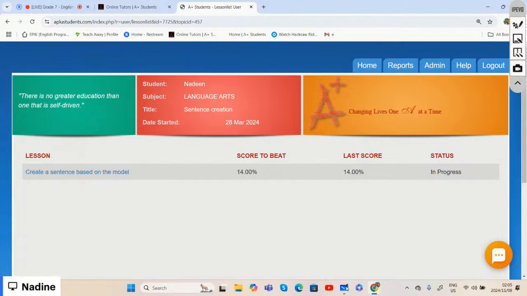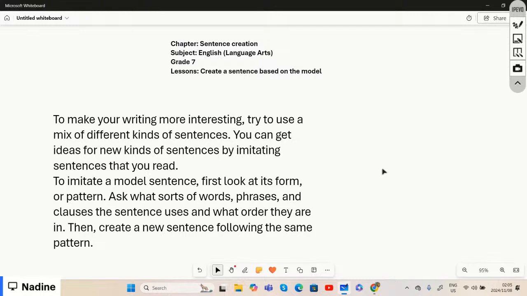All right. So our chapter is sentence creations. Our subject is English language arts. We're doing grade 7. And the lesson that we are going to be focusing on under the chapter of sentence creations is to create a sentence based on the model.